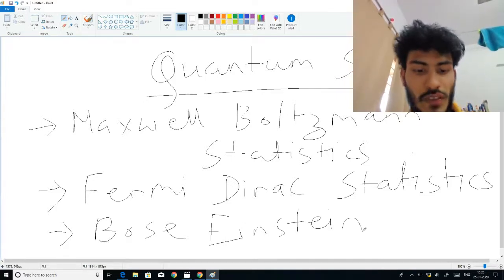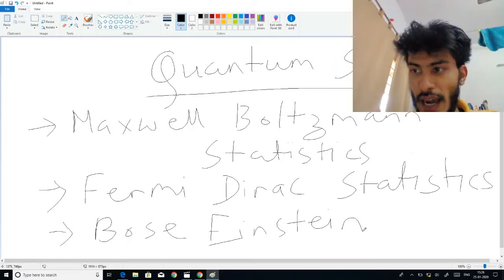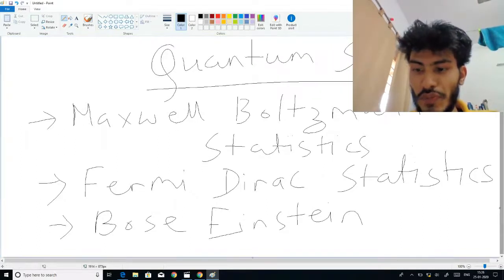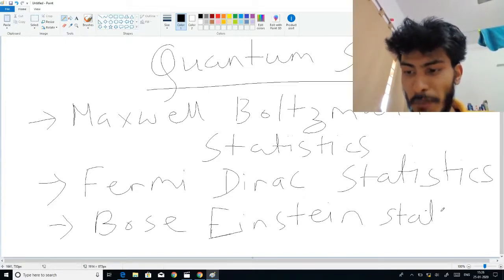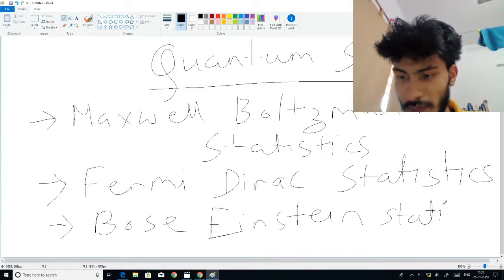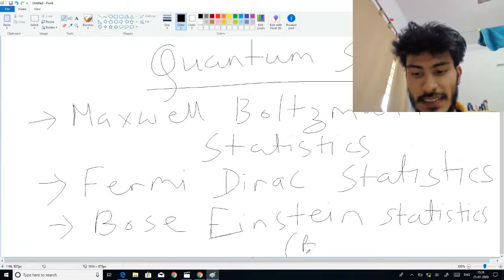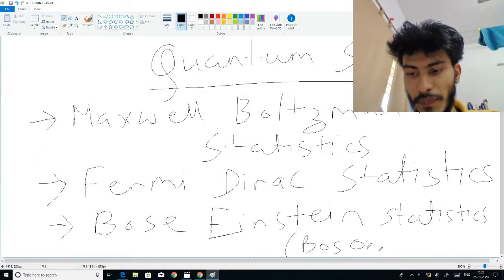And a part of this assignment was to make us go in depth about the Bose-Einstein condensate. And the particles that obey the Bose-Einstein statistics are called bosons.